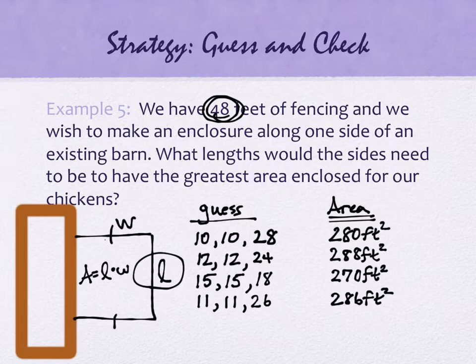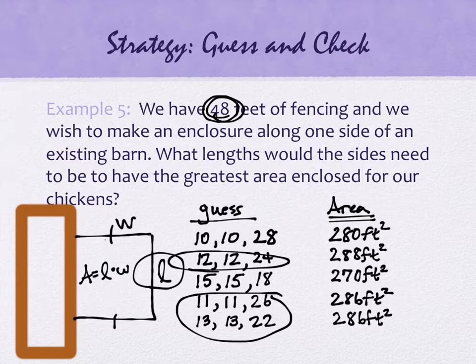And I think somebody says we also wanted to try what? What did you want to try? 13? Let's give 13 a try. Because it's just on the other side of 12. 13, 13, and what? 22? And what would the area be? 286 feet squared. Ooh, it's also 286 feet squared. So slightly smaller. So these two are on either side of our 12, 12, 24, and they are slightly smaller.